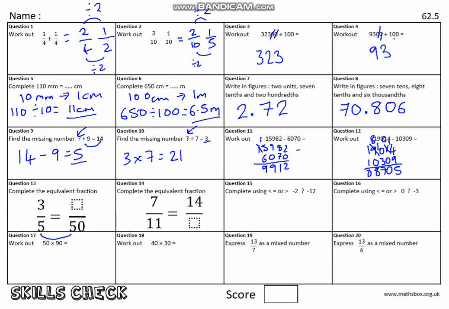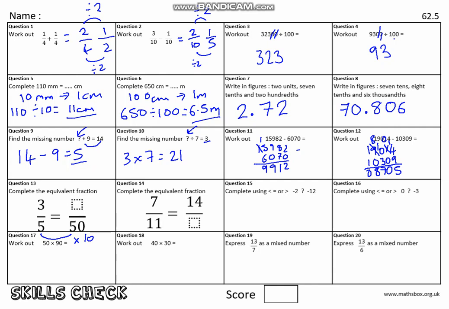So what's 50 divided by 5? How many 5s go into 50? Well, 10 5s go into 50. So I know that I divided by 10 this way, so I'm going to times by 10 this way, okay? So I'll put my times 10 there.